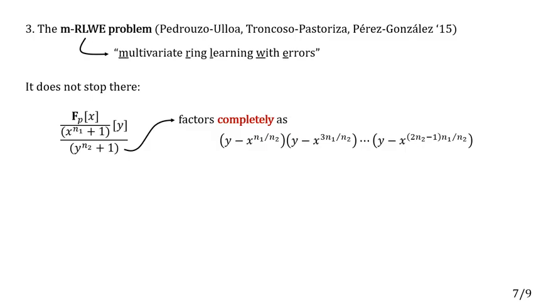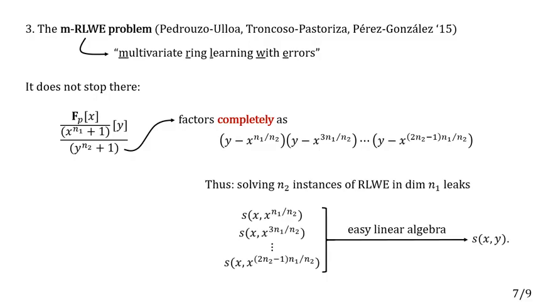So we had this x to the n1 divided by n2 as a root, but every odd power of that is also a root, just for the very same reason. And actually this gives us n2 different roots of y to the n2 plus 1, so we have complete factorization. And for each of these roots, we can play the previous game. So by solving n2 instances of ring LWE in dimension n1, we obtain all these evaluations. And then it's easy linear algebra. Probably we will go into more details on that in the live part, to build the entire secret from that. So this is more devastating than in the case of evaluation at 1. There we only leaked s of 1, but here we really leak the entire secret.